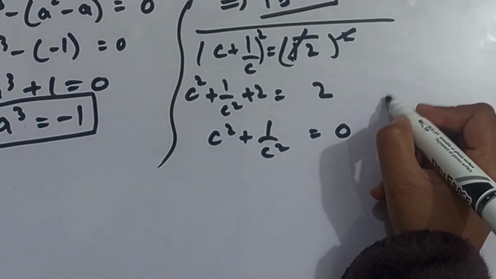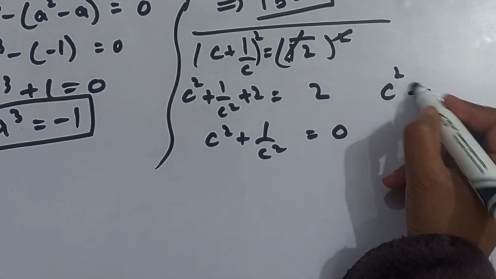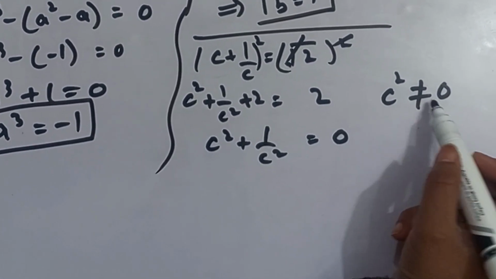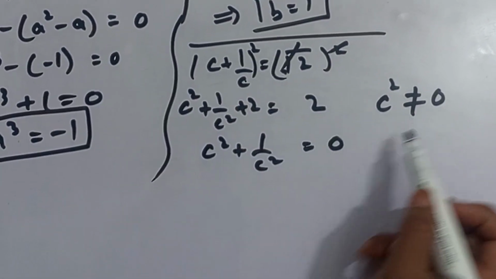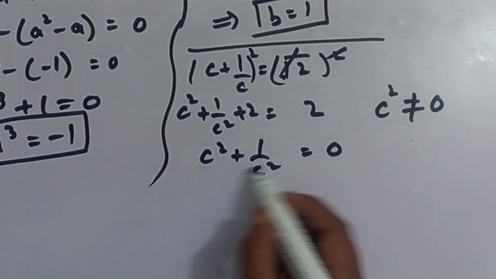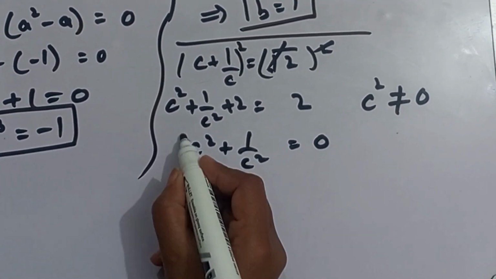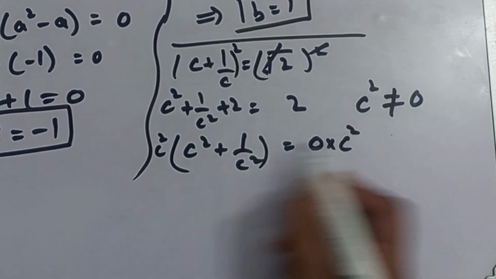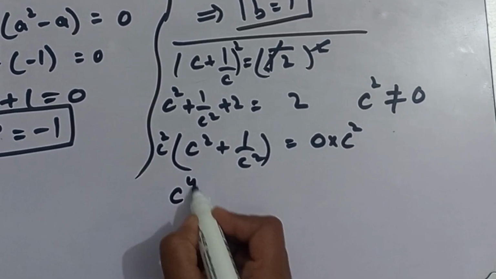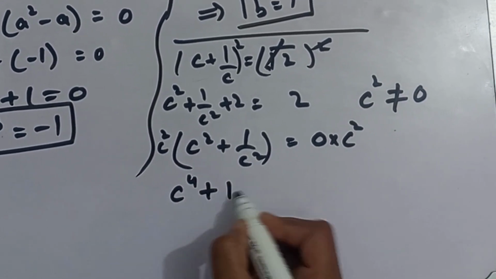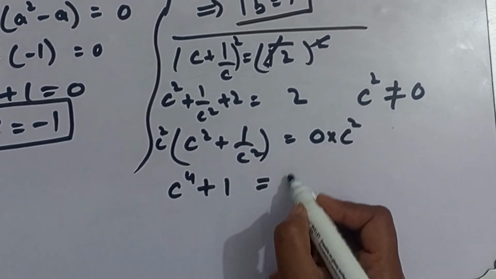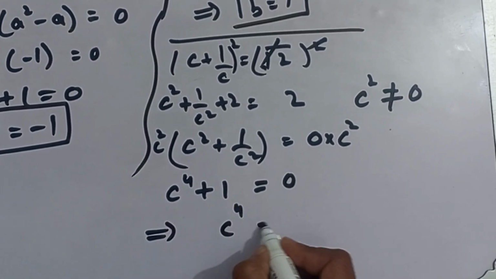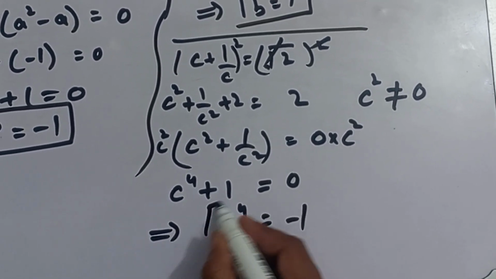In our question, c square is not equal to 0, because if c is 0 or c square is equal to 0, then this identity does not hold. So that is why we can multiply this equation by c square on both sides. This will become c raised to the power 4 plus 1 is equal to the right hand side, which is just 0. So this implies c raised to the power 4 is equal to minus 1.